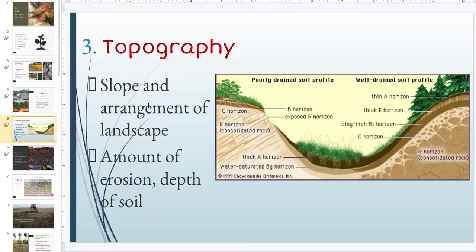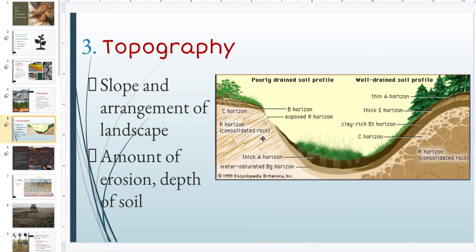Topography. This is the way that land is laid out. So, slope and arrangement of landscape. Here, where you have very steep slopes, you're not going to have very nice soils, because gravity's not going to let those soils get there and then stay there. Down in valleys, in these low points, where water is going to naturally flow because of gravity, that's where you're going to have your nice, thick soil horizons. That's where you're going to have the good organic stuff.